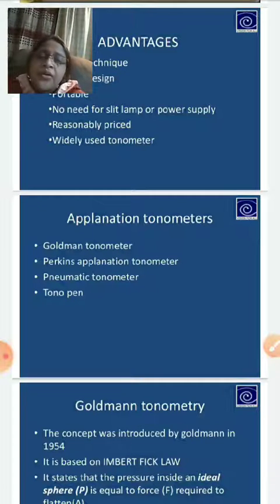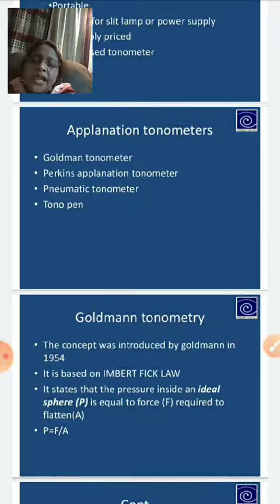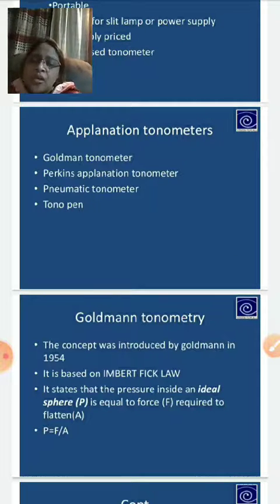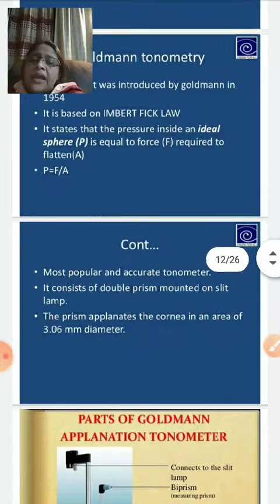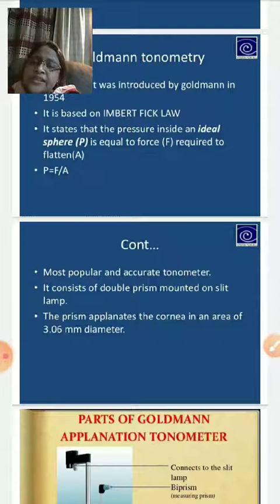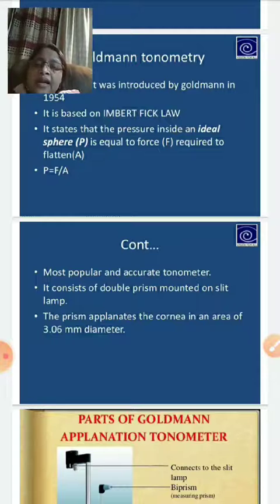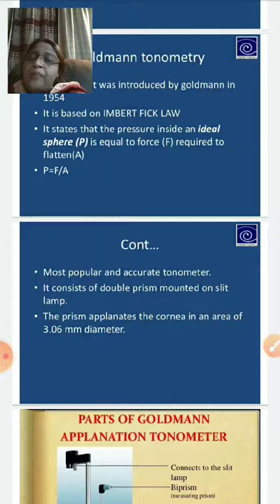Now, applanation tonometer is considered to be the gold standard for the measurement of the intraocular pressure. It is very accurate. It is done by Goldmann's applanation tonometer. It follows the Imbert-Fick law. It is the most popular method and accepted internationally. The basic principle is the instrument applanates 3.06 millimeter of the central cornea. It does not indent the cornea.